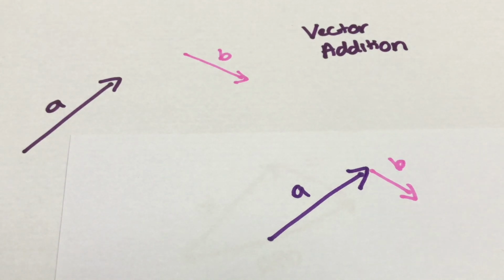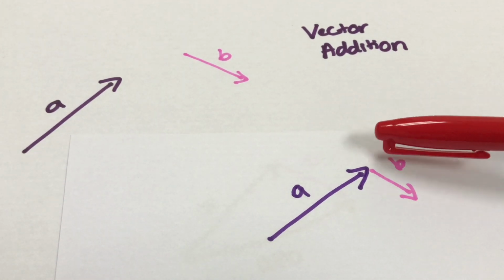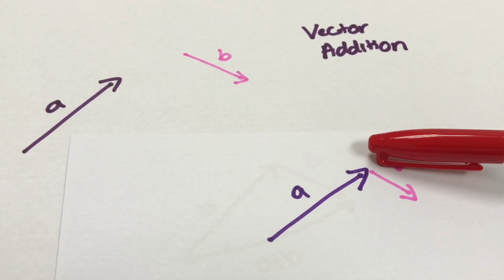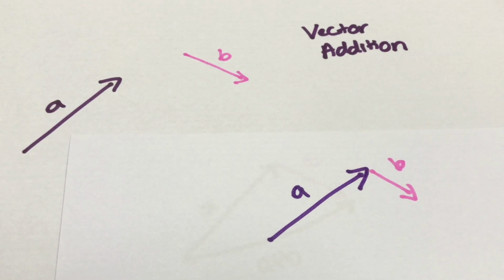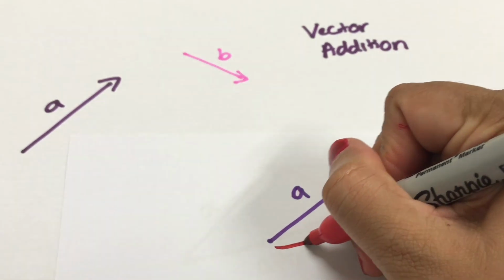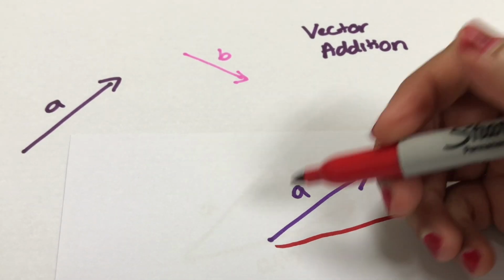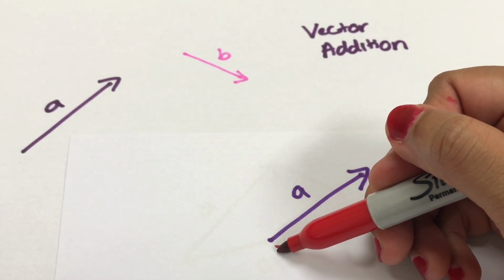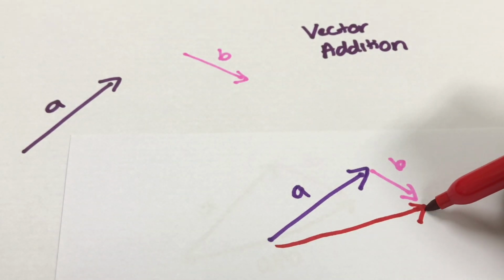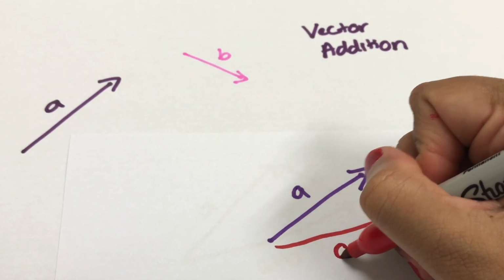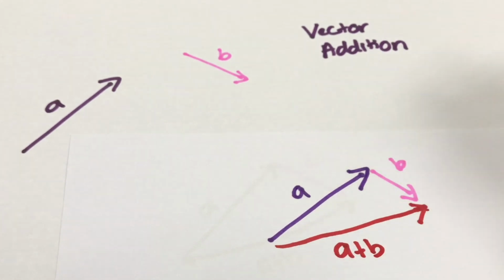Now let's discuss how we add two vectors. One way is by arranging the beginning of the second vector where the first vector ends, without altering their direction. Now vector a plus b starts at the beginning of vector a and ends at the end of vector b. This is vector a plus b.